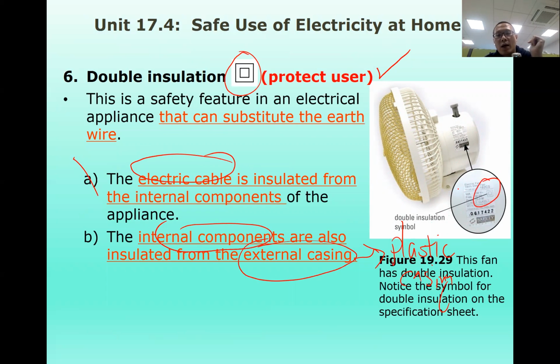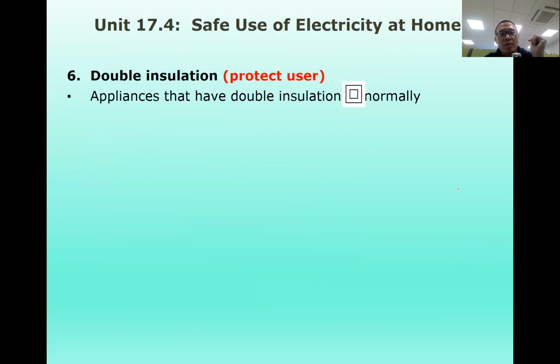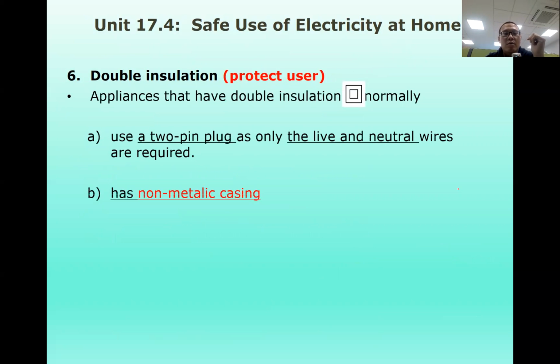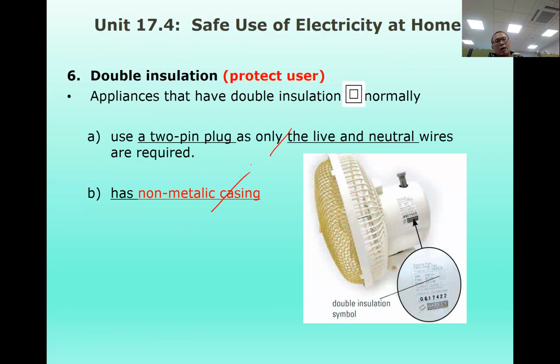Okay, the double square is a symbol for double insulation. The other one where you see double insulation more often is with appliances that use a two pin plug. Two pin, same thing, because I don't have an earth cable. Sometimes I have no earth cable, but I have to use a metal casing, so what I do is use double insulation. The other classic example I mentioned before is the plastic casing. Plastic casing allows me to use double insulation quite easily.